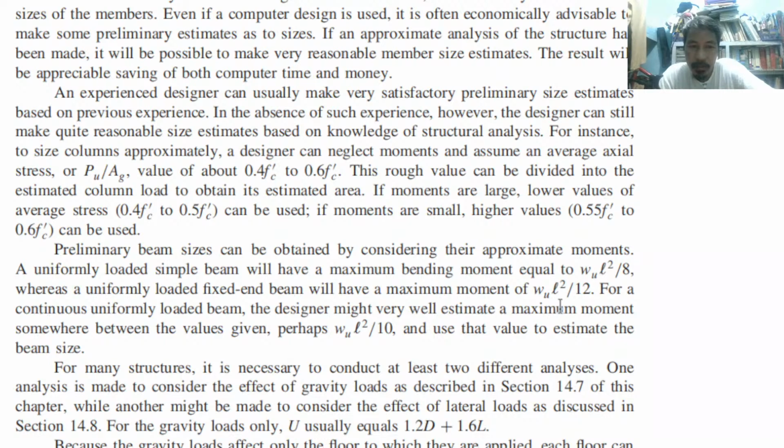So, continuous between these two. What is in between? WL squared over 10. That is in between these two, and use that value to estimate the beam size. We are using the theory as a basis, a scientific basis, to have an estimate. What do you mean by this? We have this envelope, and in between we have our best estimate.